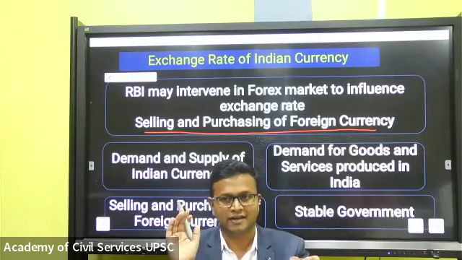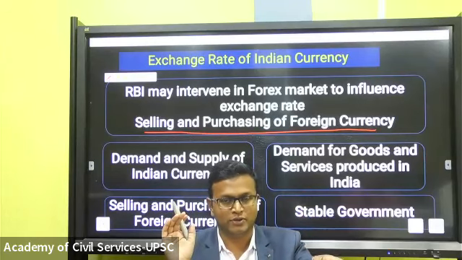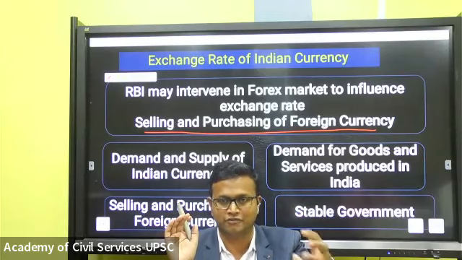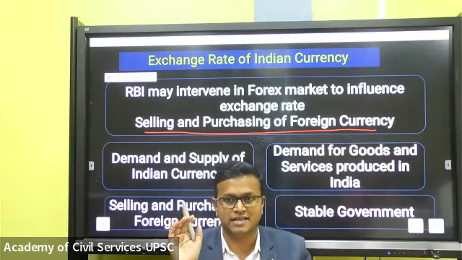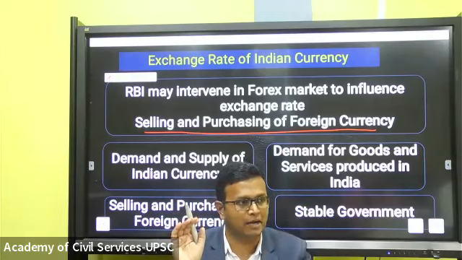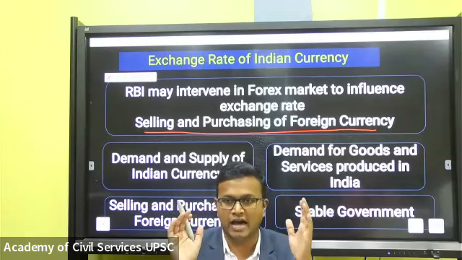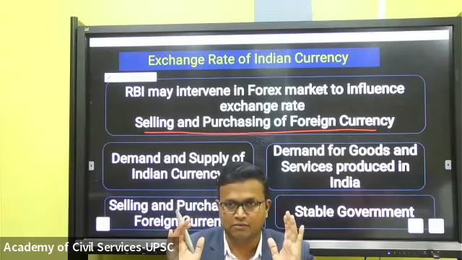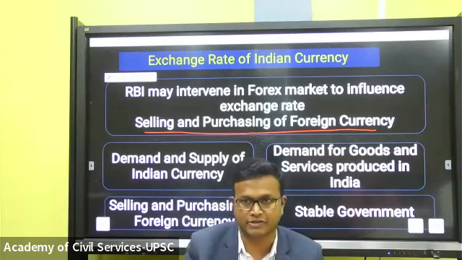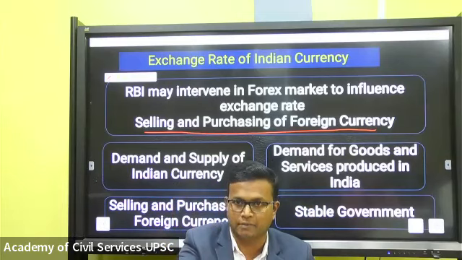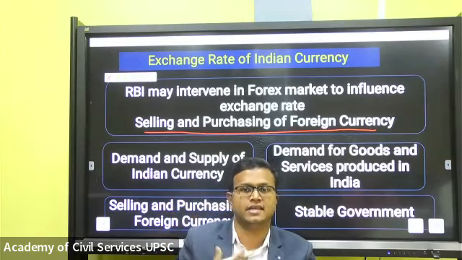Then what will she think? Day after tomorrow, she needs the dollar. Today, the offer is going on. She will purchase that. She will take out her Indian currency and give it to RBI, and she will purchase the foreign currency from RBI. When RBI sells foreign currency in the market, people of India are purchasing foreign currency from RBI and they are paying RBI in Indian currency.